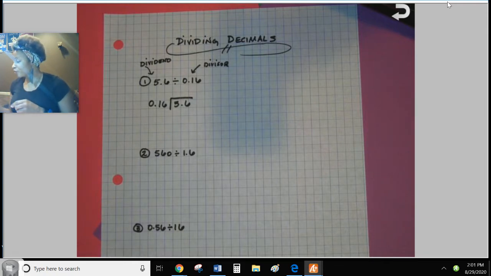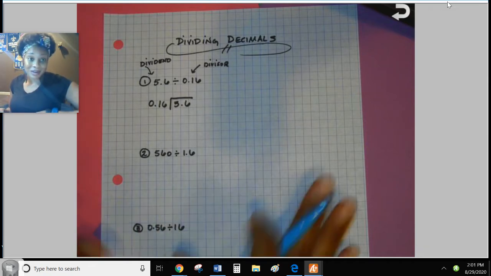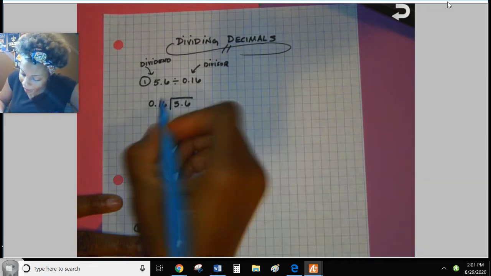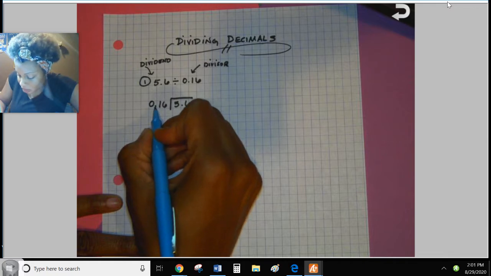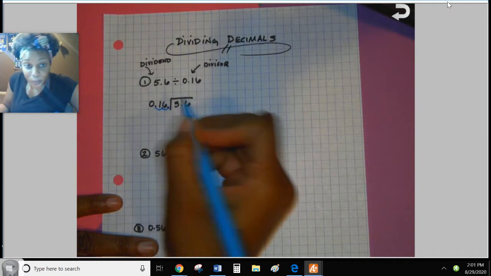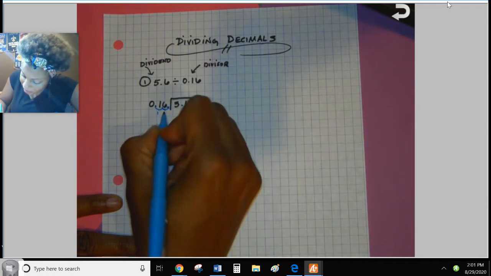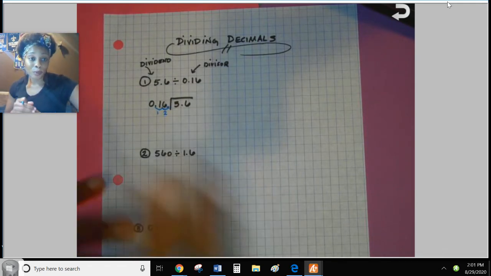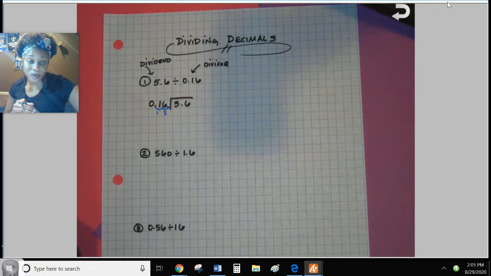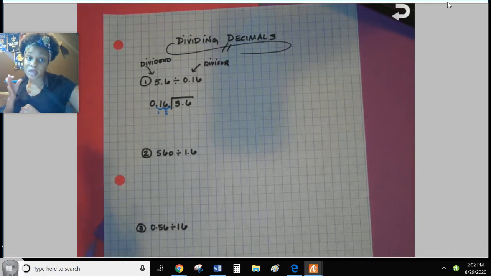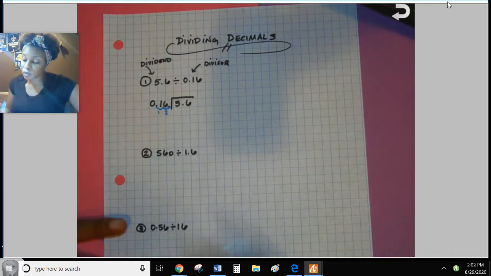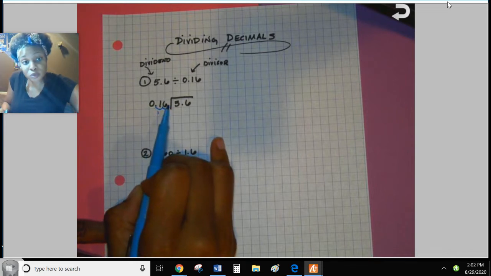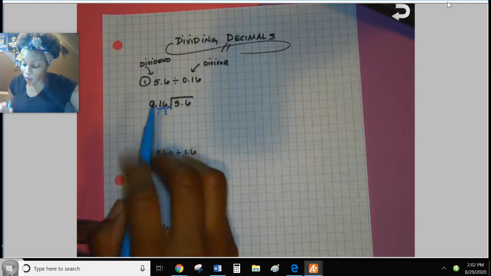If you remember from our directions, it told us clearly that we cannot have a decimal point in our divisor. So I would have to move it 2 places, 1, 2, to the right to get that decimal place behind the 16. Remember, we talked about decimal place value, and I told you that the decimal point is behind the ones place. So we want to move this decimal 2 places to the right to make it behind the ones place.